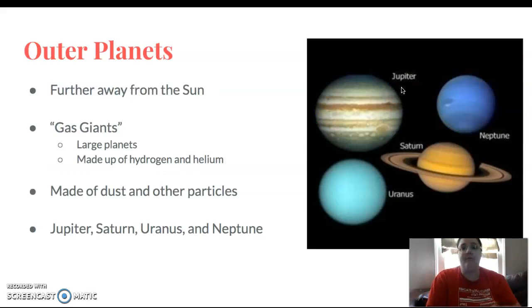Our outer planets are further away from the sun. They are called the gas giants, and they're called this because not only are they very big, but they are made up of hydrogen and helium, which are 2 gases. The biggest gas giants are going to be Jupiter and Uranus. They are the biggest ones. And they are made of dust and other particles. So, not made up of rock and metal like our inner planets are. The gas giants are made up of dust and gas and other things that are found in the solar system. And these 4 planets are Jupiter, Saturn, Uranus, and Neptune.